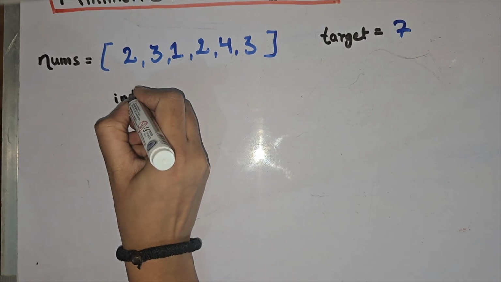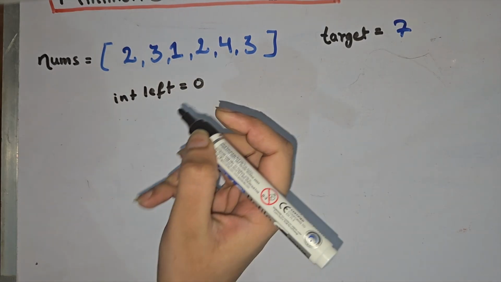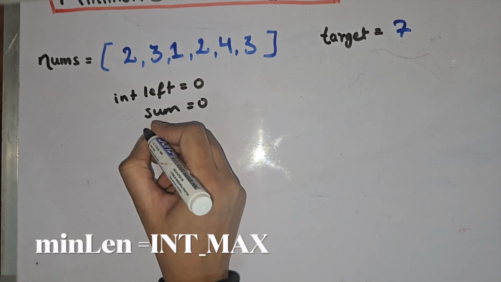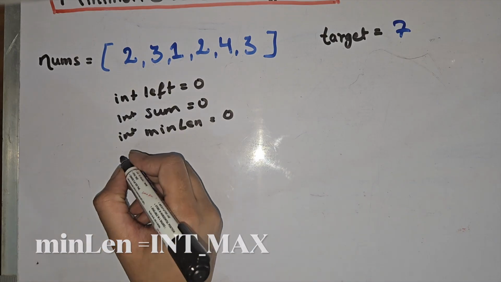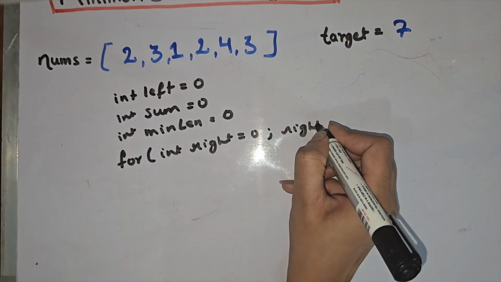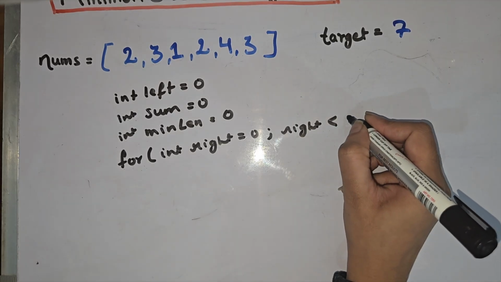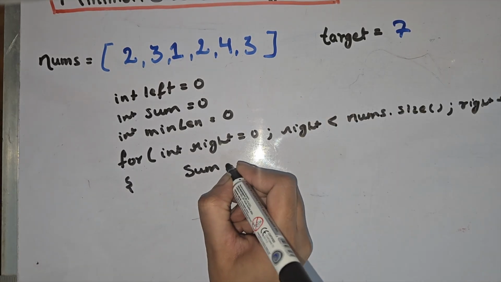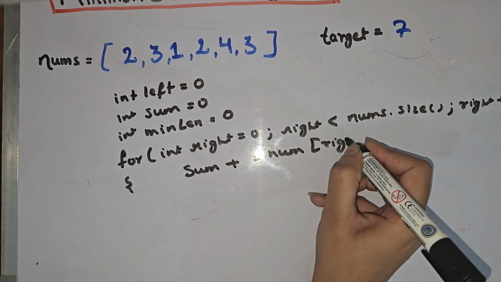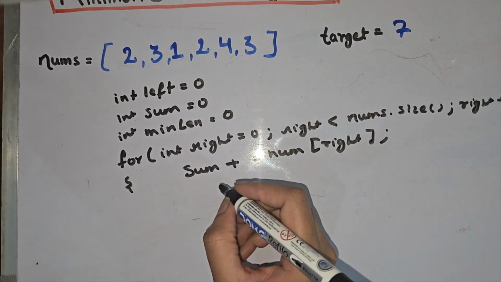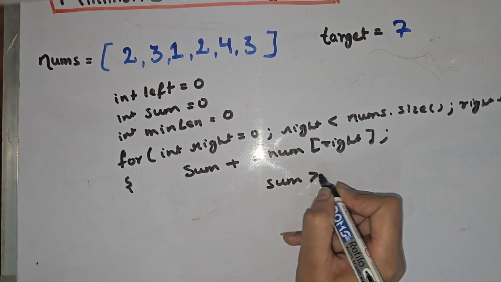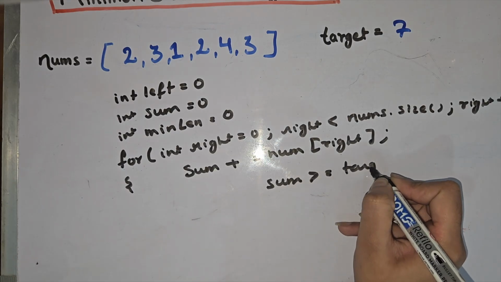So we have a left pointer initially at 0 index. We have a sum which is equal to 0, and we have a min length. Now we will loop through the array with right pointer. Right will start from 0 and go till end of the array. We will add our right pointed element to the sum and check if the condition is satisfied or not. So the condition is, if sum is greater than equal to target.